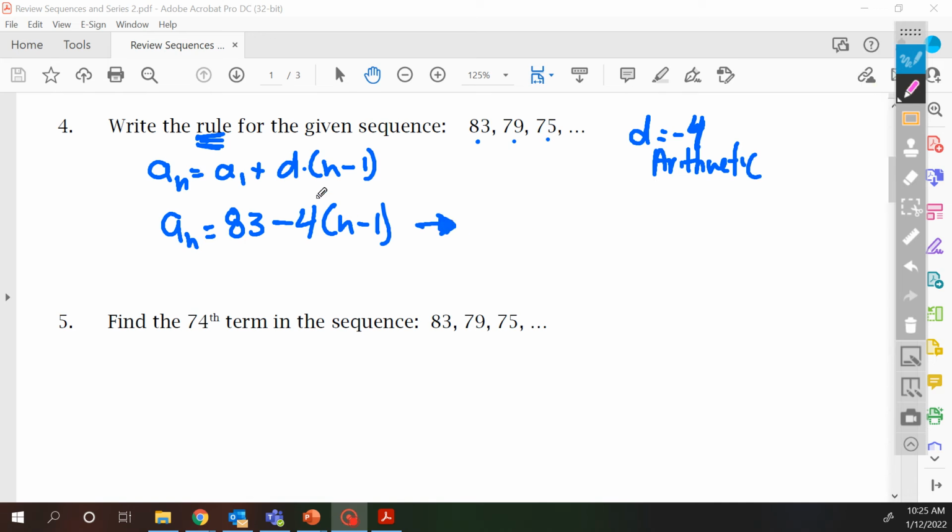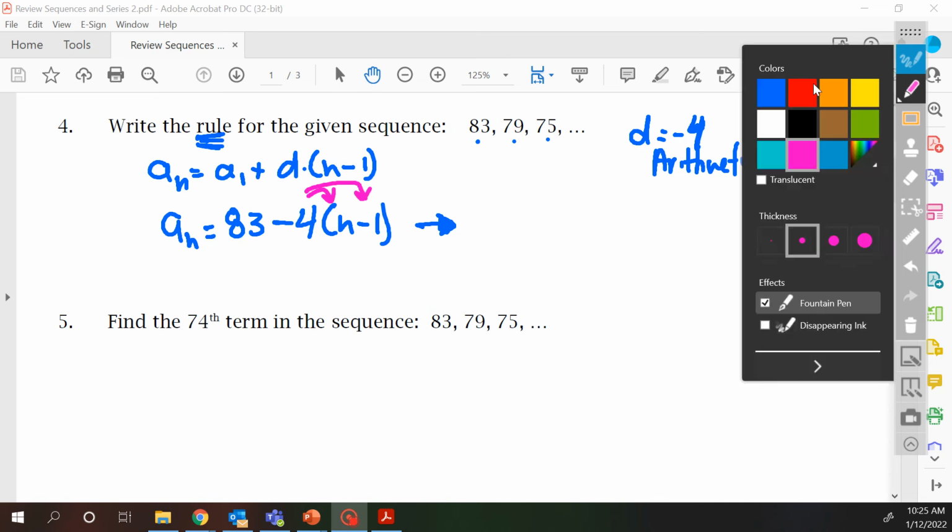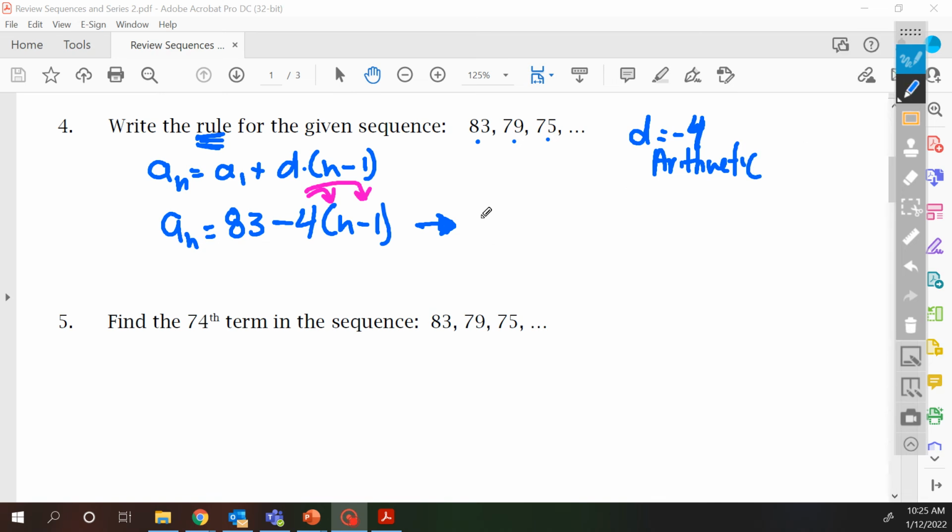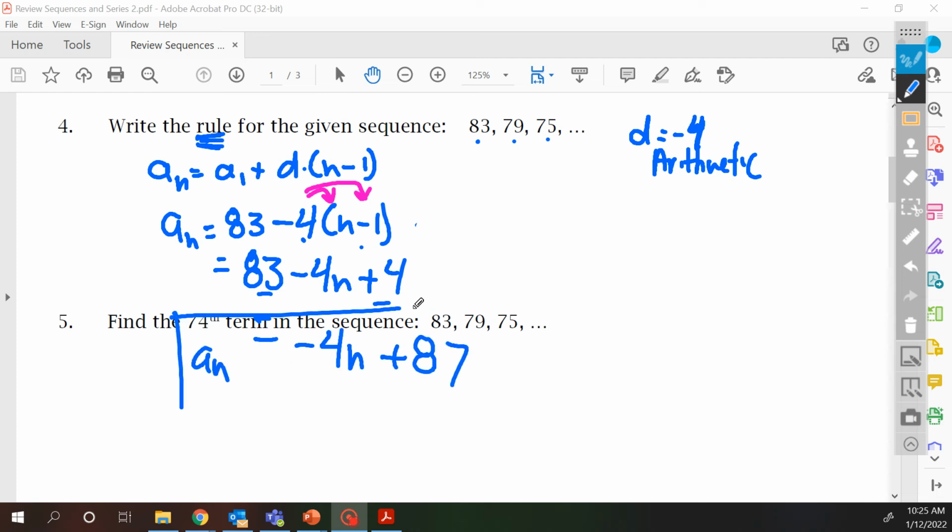The 2 steps to simplifying this: we will first distribute, then we will combine the like terms. So distributing, we have 83, negative 4 times n, negative 4n, negative 4 times negative 1 is positive 4. Combine the like terms, 83 and 4, so we get negative 4n plus 87. So the nth term can be found by doing negative 4n plus 87. That's the general rule for this sequence that can be used to find any specific term. Now we're actually going to need that for the next problem.